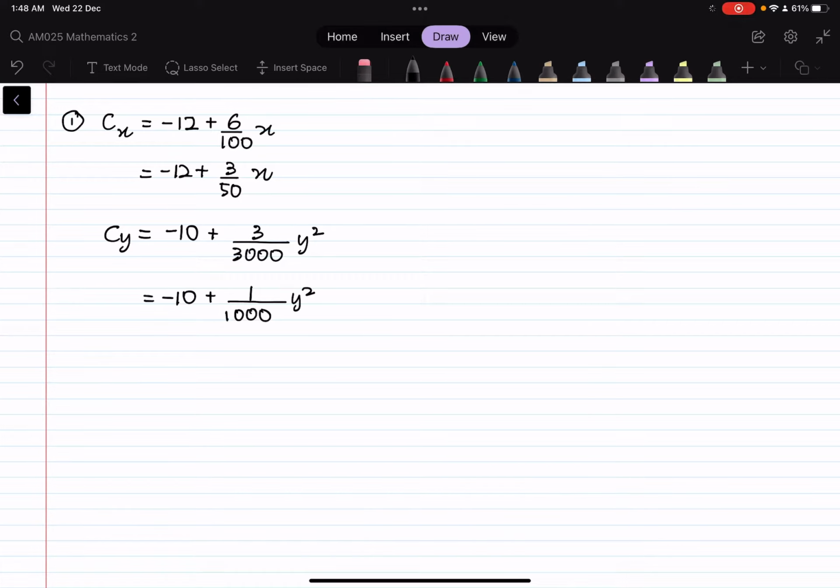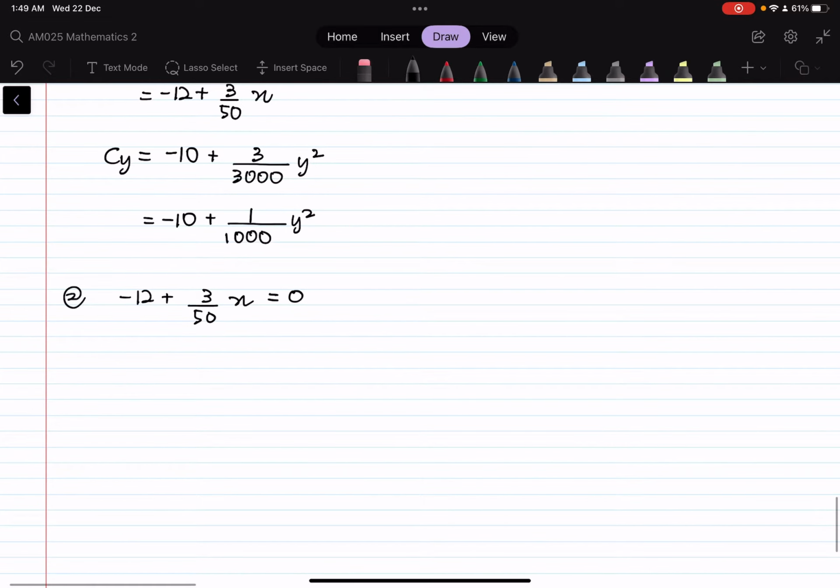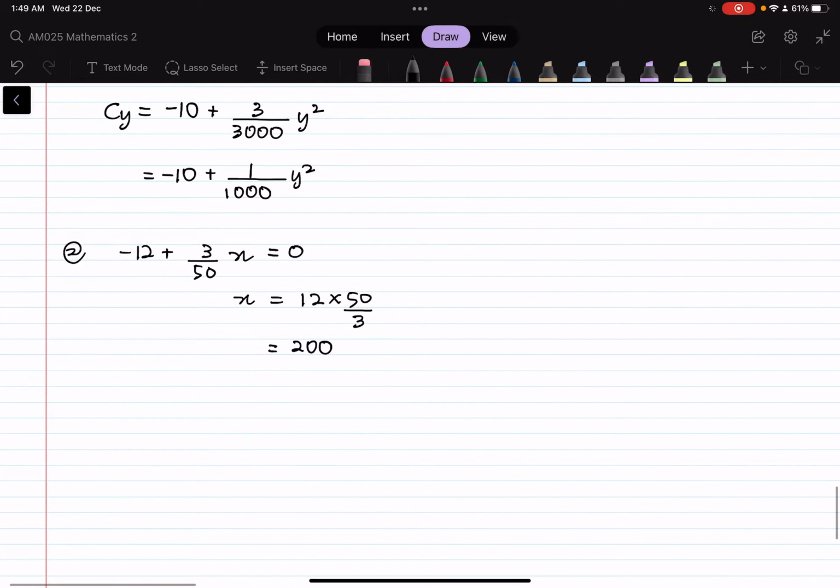So let's set c sub x and c sub y equal to 0. Negative 12 plus 3 over 50x equals 0, so x equals 12 times 50 divided by 3. We're going to get 200. So x is 200.